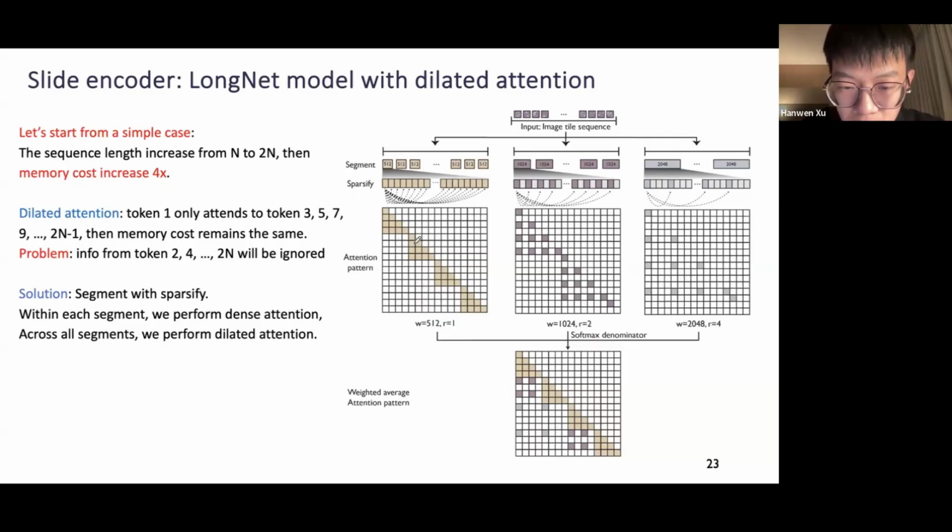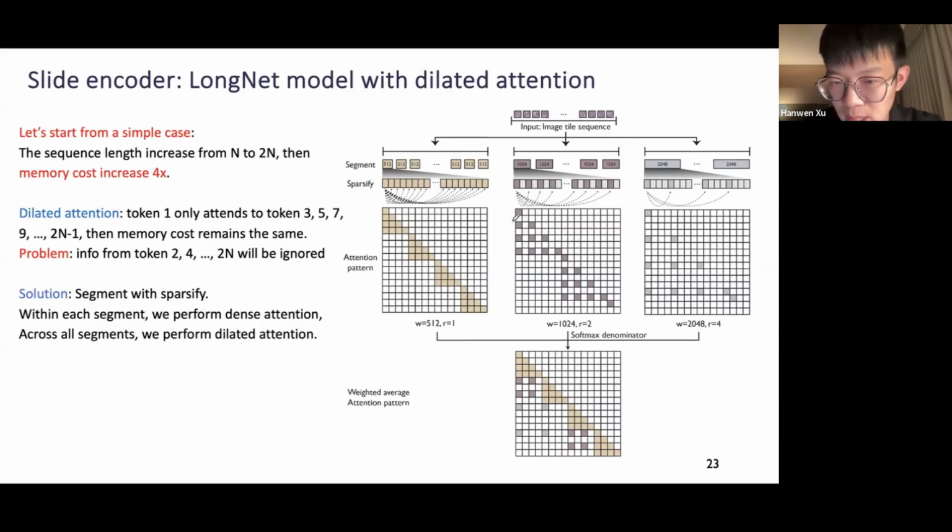So for example here, the attention pattern is shown here: the segment is 512 and the dilated ratio is still 1. So there is no long sequence problem. If we increase the segment length to 1024, then we increase the dilated ratio to 2. So within each segment, we can see that the effective length is still around the same. And this also cancels out the quadratic memory growth.